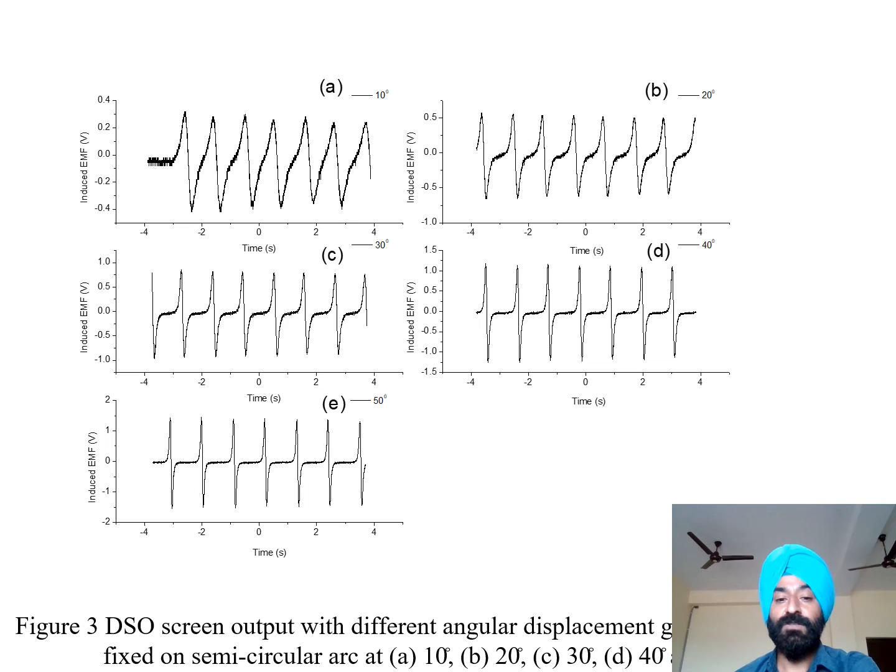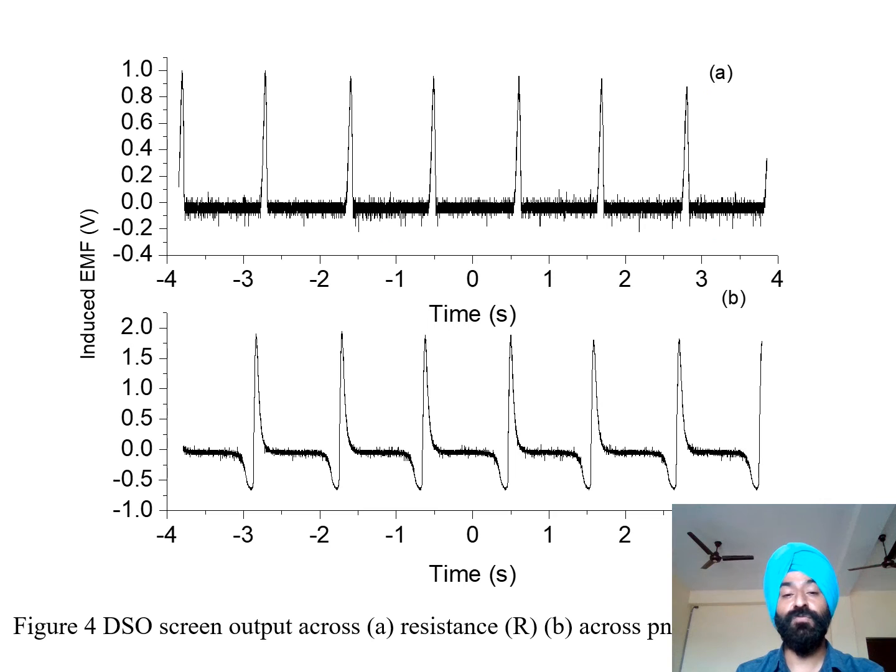So now here you can check when you throw it from 10 degrees, 20, 30, 40 and 50. This is actually how we are changing the velocity. When you throw the magnet with a high velocity, you will get more and more induced EMF. And these are the periodic curves. It oscillates through the solenoid again and again, and that curve repeats. So it also verifies Lenz's law.